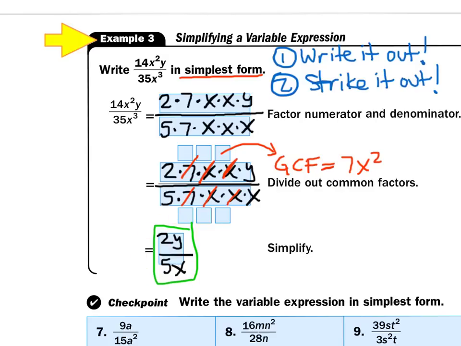But I want you to notice something else. Look at what I struck out. If they ask you what's the greatest common factor of the two monomials, you would say 7x squared. That's what you used to reduce the fraction, to simplify the fraction.